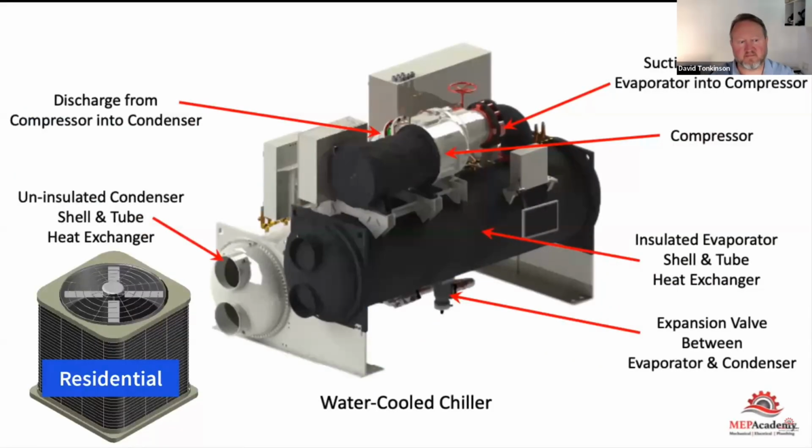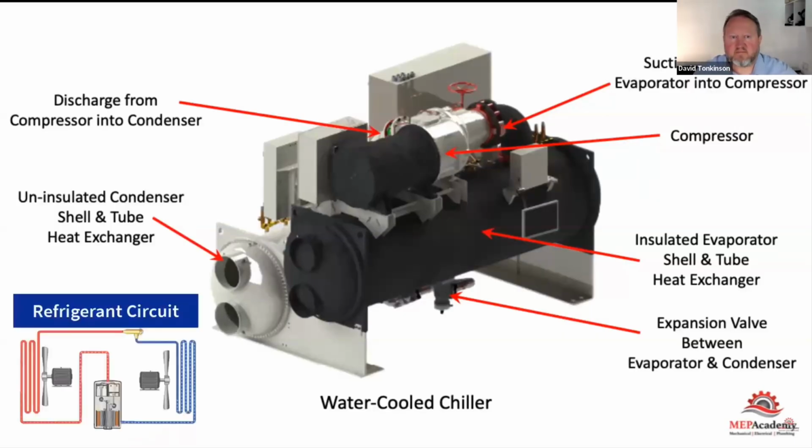Now, of course, a water-cooled chiller is more sophisticated than your residential package unit or split system that you find at home, but they have the same four components: the evaporator, condenser, compressor, and expansion valve. As you see here, this water-cooled chiller has all four of those.